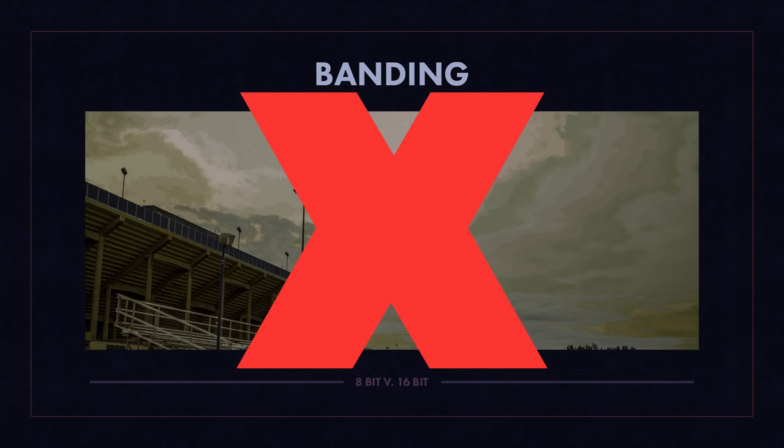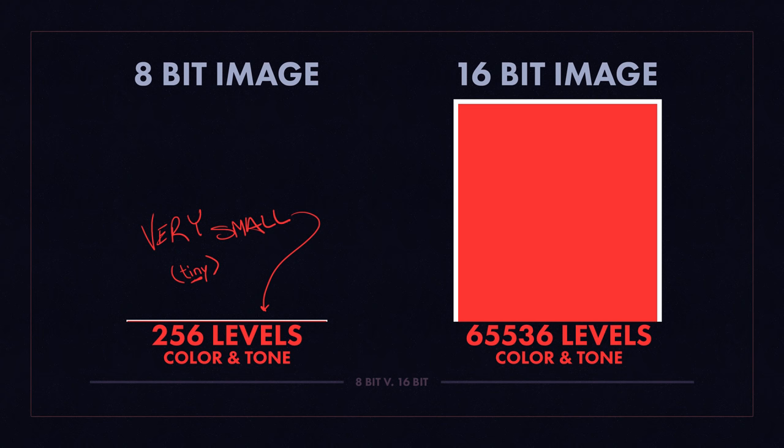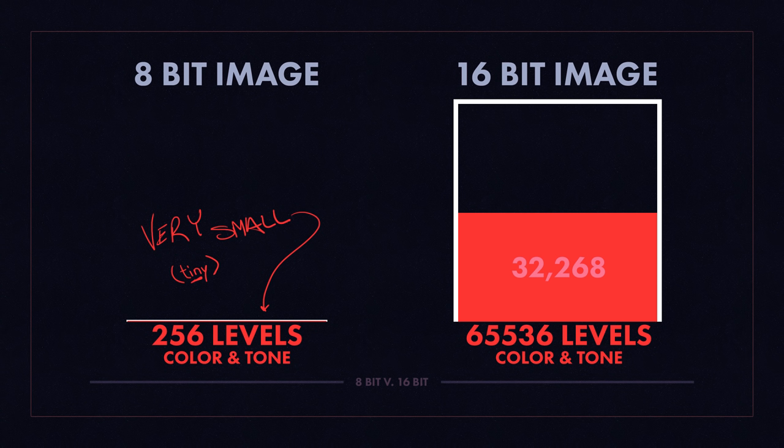A 16-bit image, however, contains 65,536 levels of color and tone, give or take a few maybe. And if we lose 50% of those colors and tones in that image, we'd still have over 32,000 levels of color and tone that remain. This means we'd keep our smooth colors, we'd keep our edge details, our colors and hues for much longer, our dynamic range. All of this would stick around much longer than your typical 8-bit image.